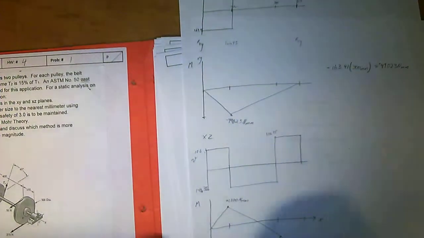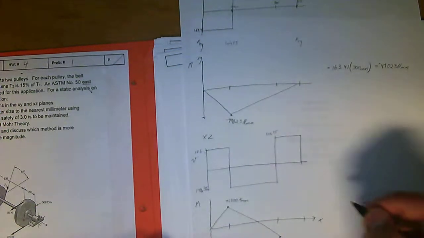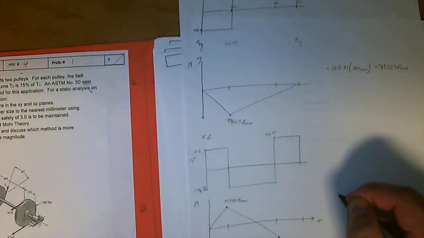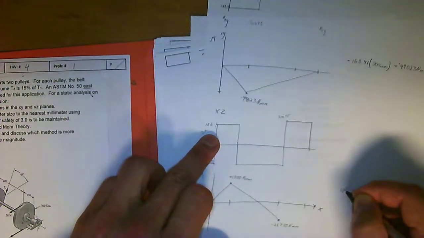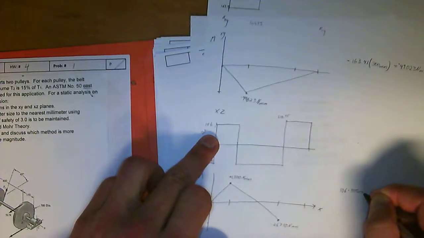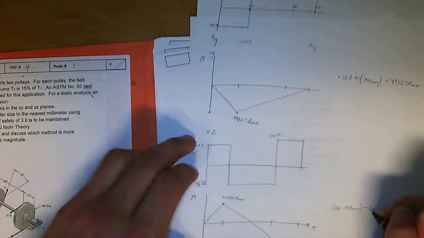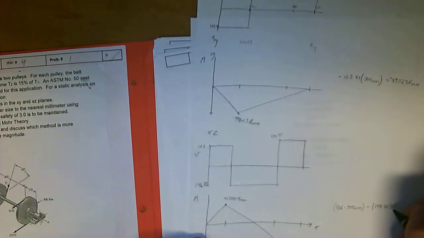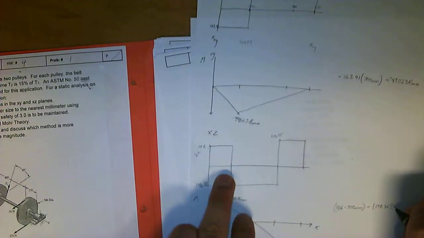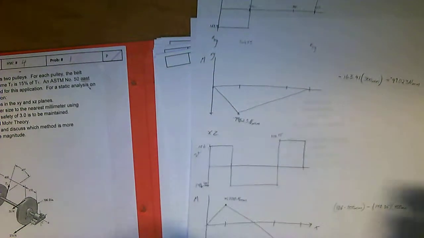So, 106 times 300 millimeters minus 140.35 times, what is this? This area here, 400 millimeters, because the distance across here is 400 millimeters. And if you do that, you find out that it's equal to negative 267.40 Newton millimeters.